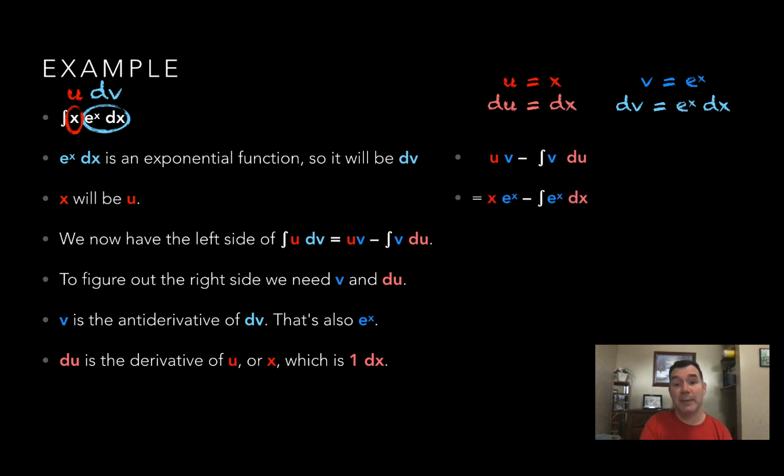And so uv minus the integral of v du becomes x times e to the x minus the integral of e to the x dx. So now all that's left to do is to figure out what the integral of e to the x dx is. And I do know what that is.